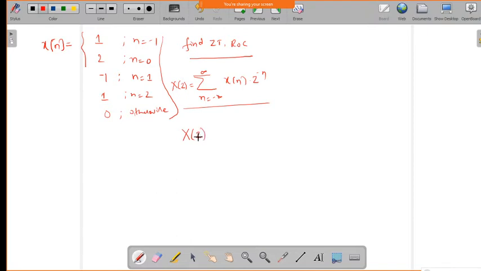Now how to decide the ROC? Find out the ROC where it will give the absolute value, not the infinite value. So try to find it.